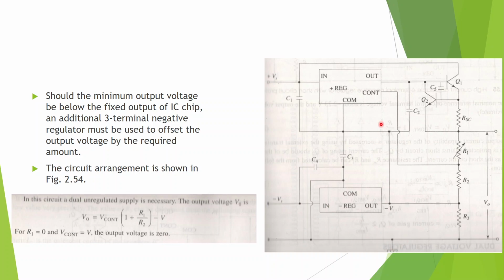This is the circuit arrangement. Here you have your 4-terminal regulator IC and here you have your negative regulator IC, and the output you get is the sum of both their outputs. So the output here is given as Vout is equal to Vcontrol times 1 plus R1 by R2. This much part is the output of the 4-terminal regulator, minus V, where V is the output of the 3-terminal negative voltage regulator. So if you make R1 0, then the output will also become 0 because Vcontrol will be equal to V volt.